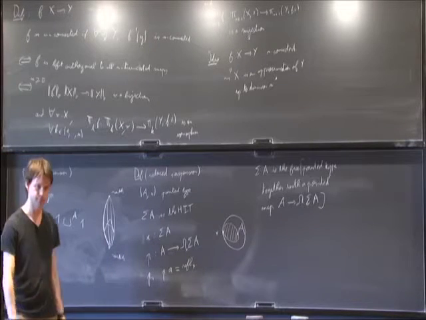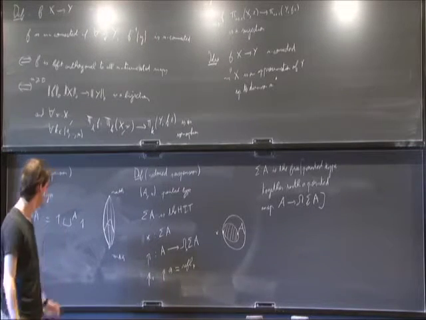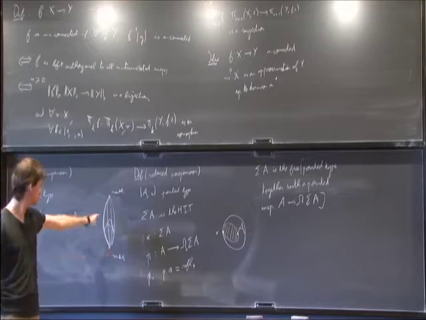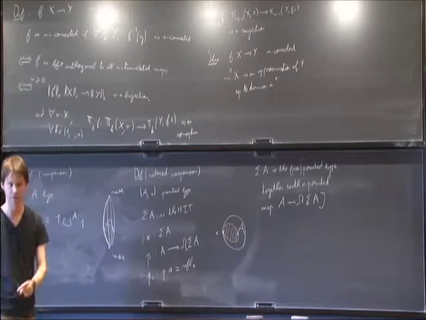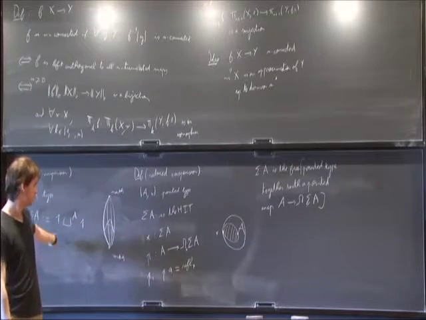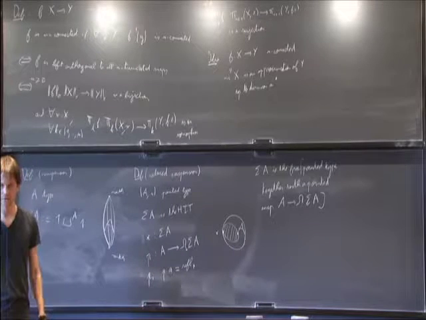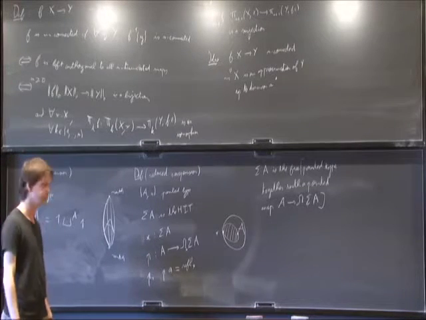So I mean, sigma A can also be put as a higher inductive type, like two points, and for every point of A, a path between the two points. And you can prove that the two are the same. Okay?